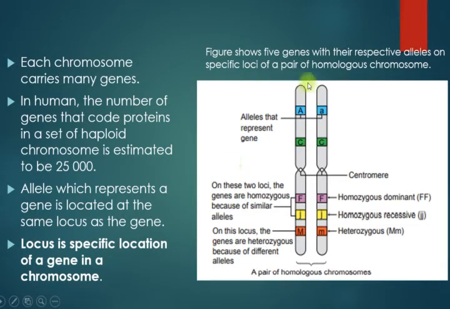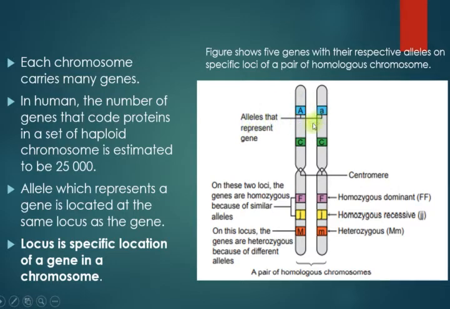The diagram here shows a pair of homologous chromosomes. A pair of homologous chromosomes means two chromosomes which have the same size and same shape. One chromosome comes from the male parent, and the other chromosome in the homologous pair comes from the female parent. Now let's go to the genes located on this homologous chromosome.